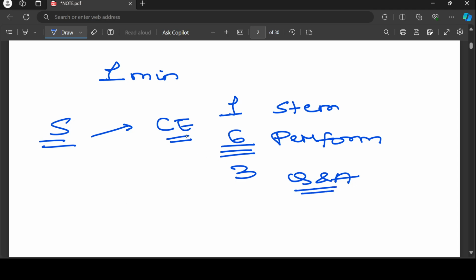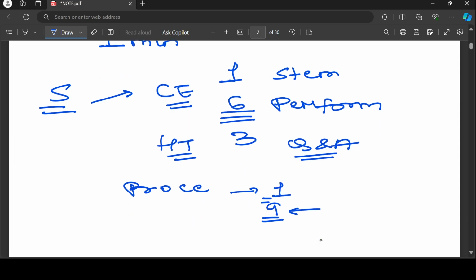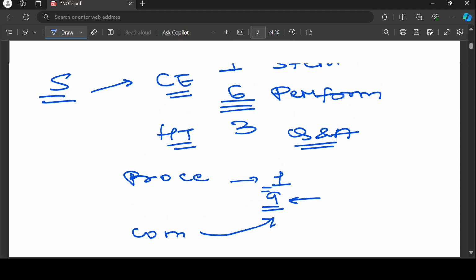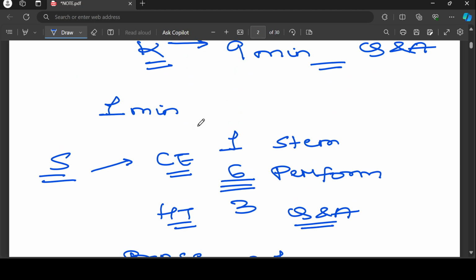Alright, this is the same for clinical examination, this is the same for history taking. For procedural, however, it's going to be 1 minute for STEM and 9 minutes for the performance. I will tell you what you have to do in the performance. So 1 minute for the STEM, 9 minutes for the performance. What is left? Even communication. Communication also the same. 1 minute for the STEM and 9 minutes for the performance. Alright? This is the overall time.